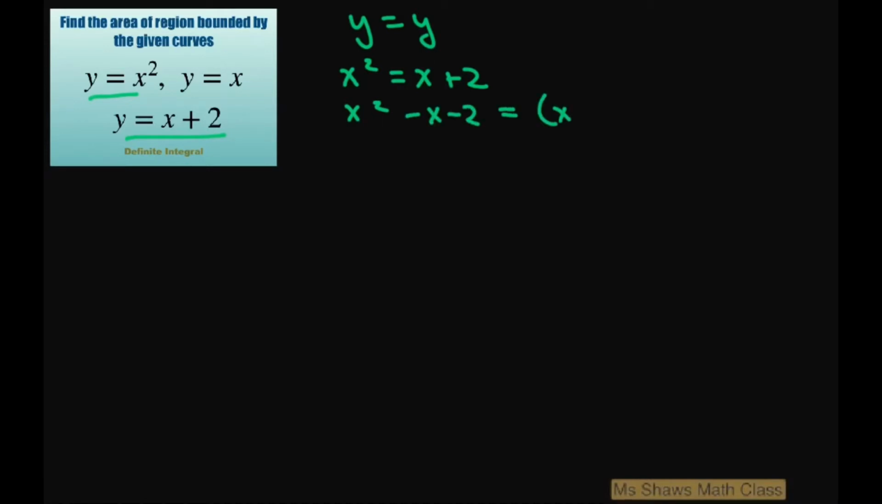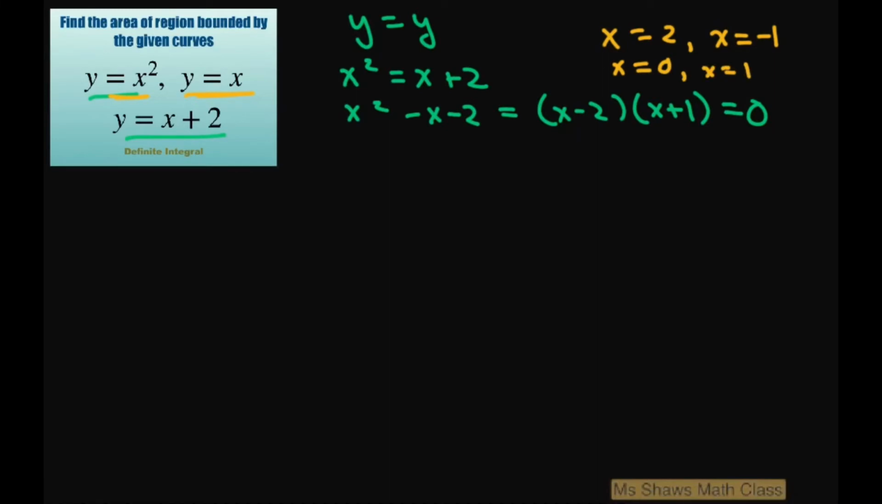That equals x minus 2 times x plus 1, which equals 0. So our intersections for these two curves are at x equals 2 and x equals negative 1. Now if we do these two, this is just going to be x equals 0 and x equals 1, right? When you set x squared equals x, you can clearly just see that for those two.